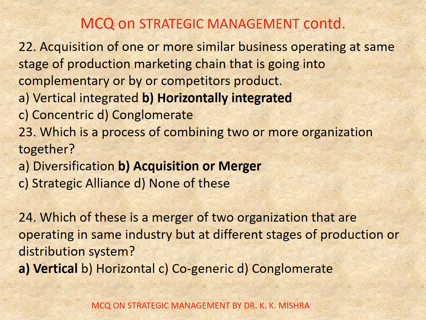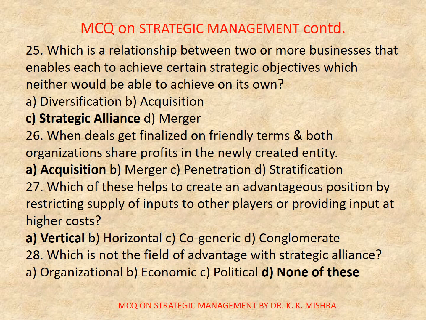24. Which of these is a merger of two organizations that are operating in the same industry but at different stages of production or distribution system? A. Vertical. B. Horizontal. C. Co-generic. D. Conglomerate. Correct option is A. Vertical.